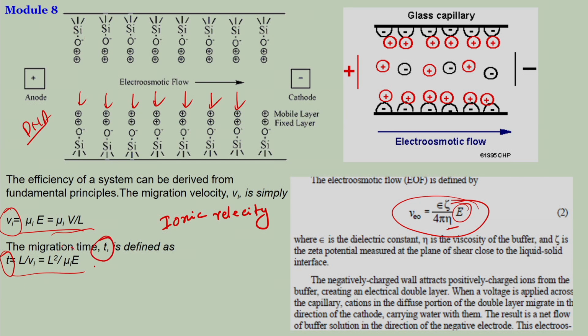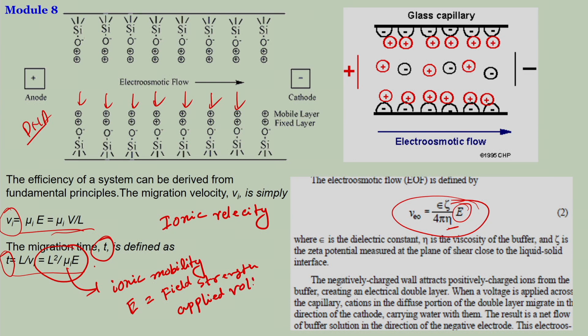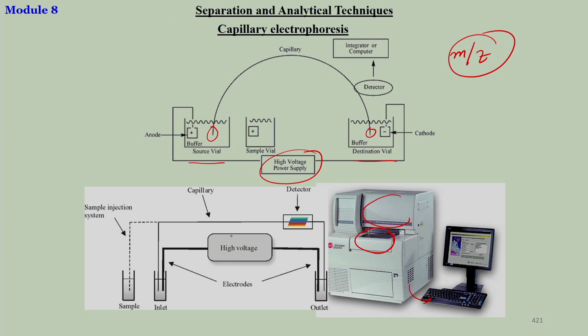So, t is defined as L squared by mu i into E. L is the length of the capillary, mu i is the ionic mobility, E is the applied voltage or electric field, the field strength, which depends of course on the voltage that you have applied across the capillary, and that is given here.